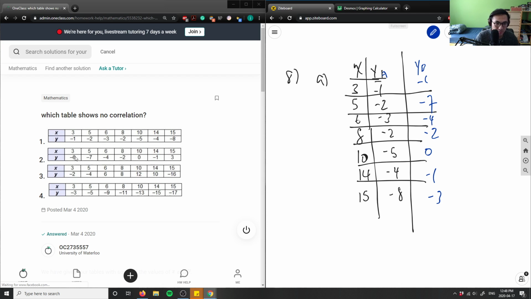Let's look at number 2. Number 2 is going down and then going back up, or negative 6. I'm focusing on the y values here. Negative 6, negative 7, negative 14, negative 2, 0, negative 1, and 3. So it's slowly going positive.